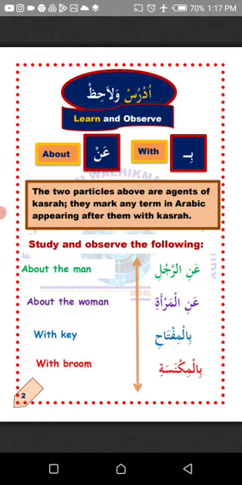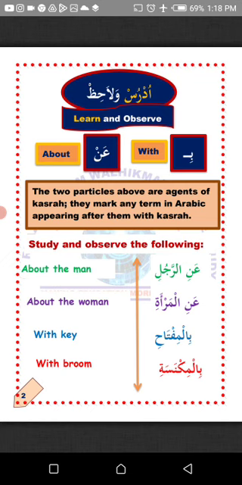So the two particles above, bi and an. Bi simply means with in English. An simply means about. These two particles are known as agents of kasra. Their grammatical duty is to mark the last letter of any term in Arabic appearing after them with kasra. Bi and an, both are agents of kasra. So we are going to illustrate that using the examples below.